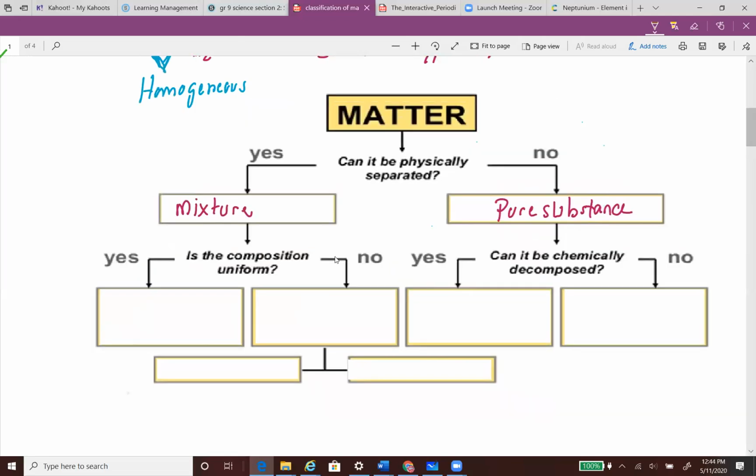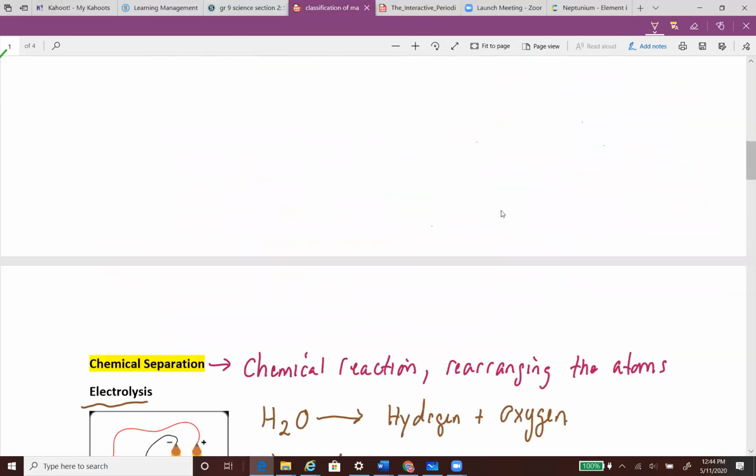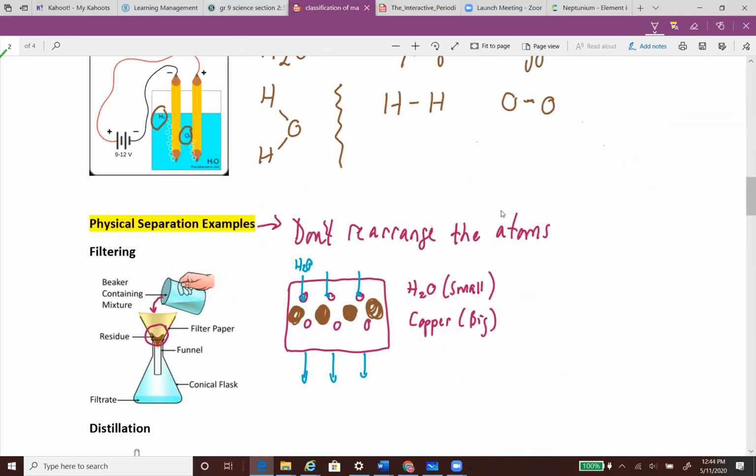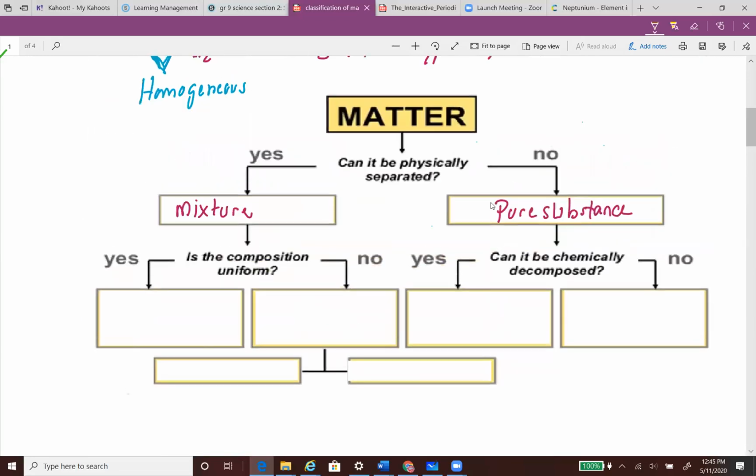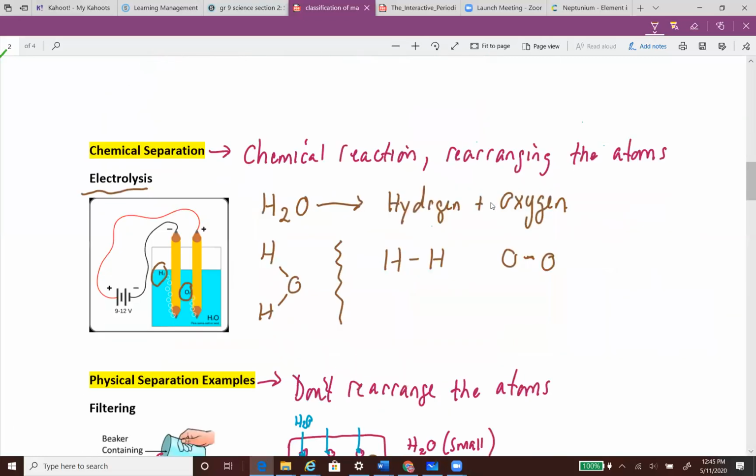So when it comes to this, we can say we have mixtures and we have pure substances. Mixtures can be physically separated, but not pure substances. So if we put a pure substance through filter paper, it's not going to separate the pure substance. The only way you can separate a pure substance is through some sort of a chemical reaction by rearranging the atoms.